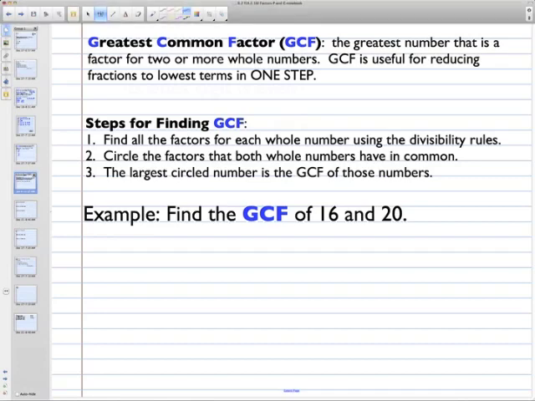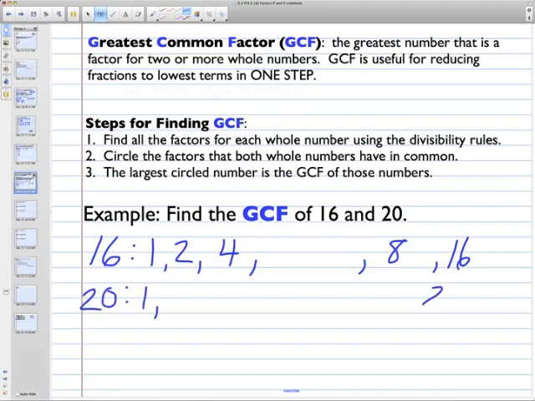So we list out the factors for 16. I'm just going to use the rainbow. It's even, so 2 and 8. And then 3 doesn't work because 1 plus 6 is 7. Testing 4, I know 4 times 4 is 16, but I'm only going to list it once. And then 5, no. 6, no. 7, no. 8 is already there, so now I'm ready to list the factors of 20.